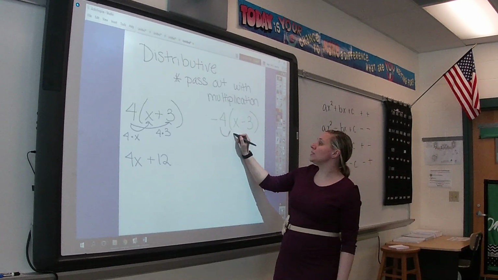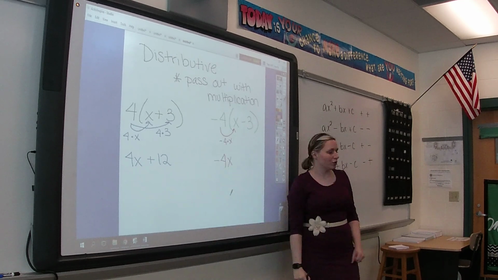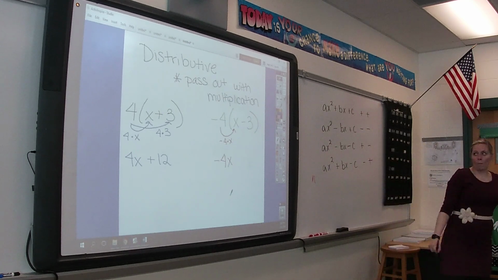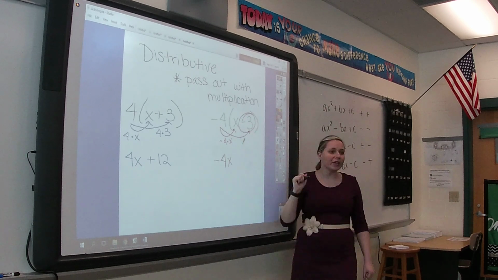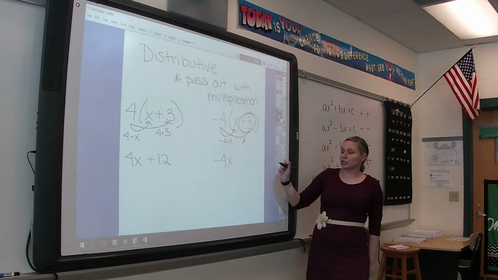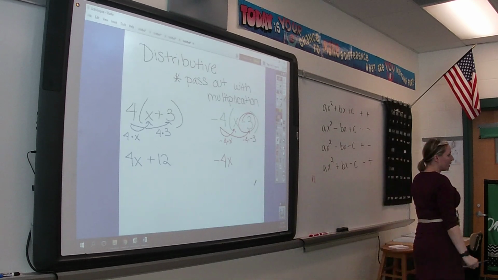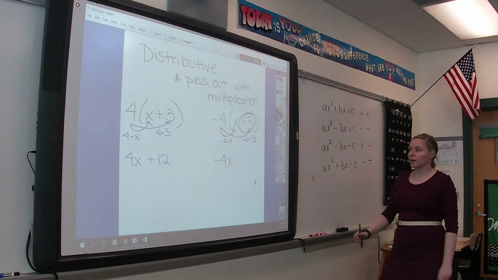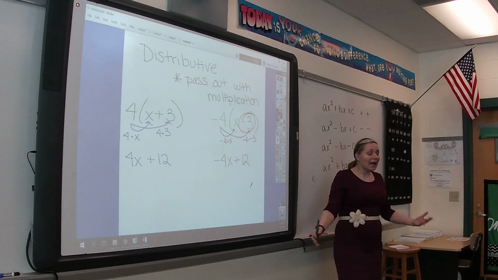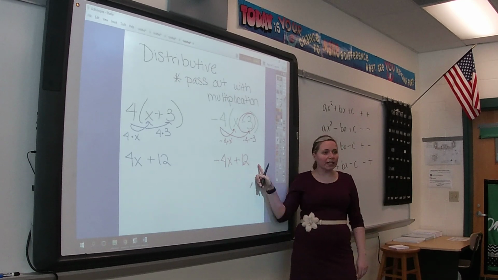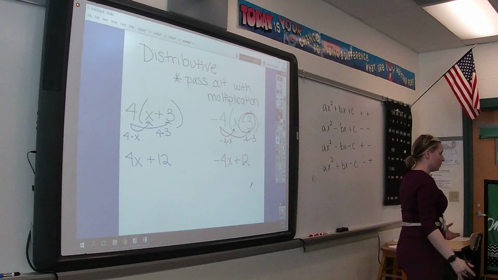So when you distribute, take negative 4 times x, which gives you negative 4x. And when you distribute here, keep the sign with the number. So we'll take negative 4 times negative 3. What is negative 4 times negative 3? Positive 12. And yes, when we write this as a positive, we now read this expression as negative 4x plus 12. But that's okay. They're the same thing.